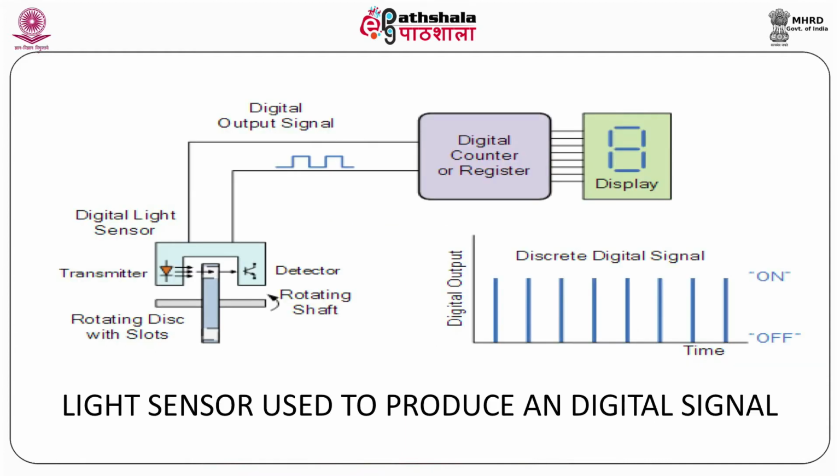Now the same thing has been shown, for example, a light sensor used to produce a digital signal. Here it has been shown that the light signal rotating a disc will lead to an output signal, which is shown here as time versus digital output, on or off.